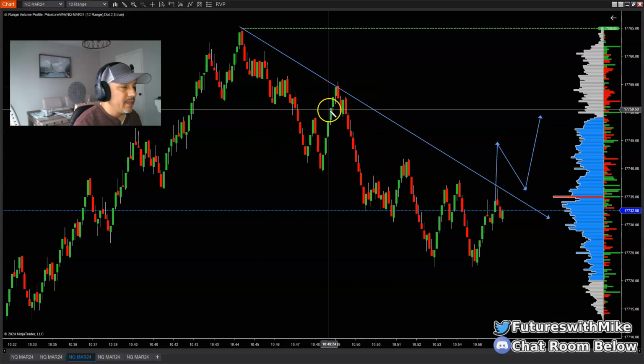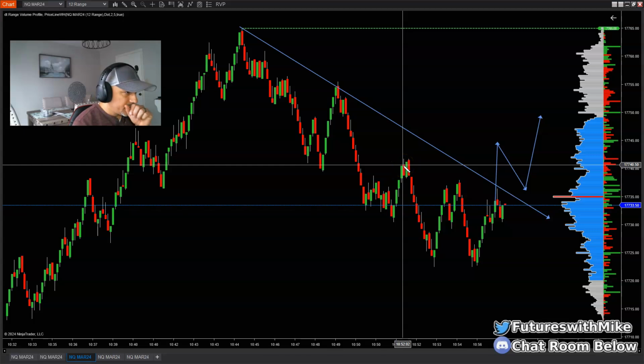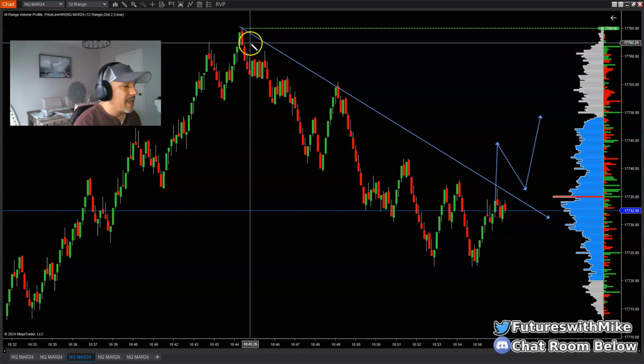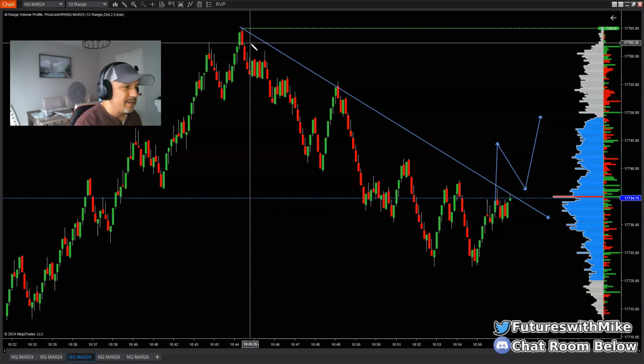But we also have to be mindful of what's above us, and we have key areas of resistance here, here, and back up to the top right here. So we have to be mindful of areas of support and resistance, even if we're looking to trade supply and demand.